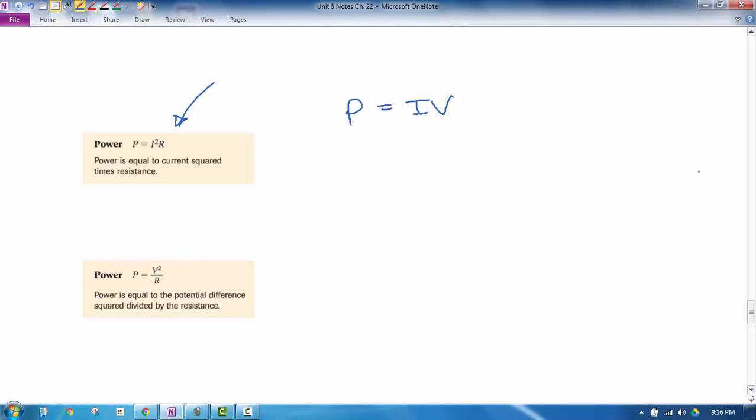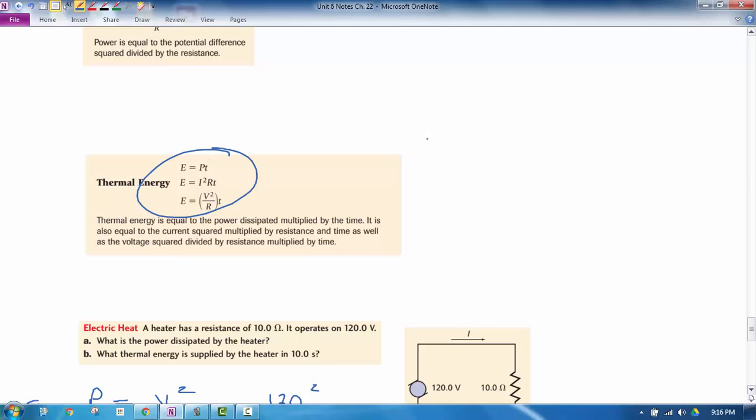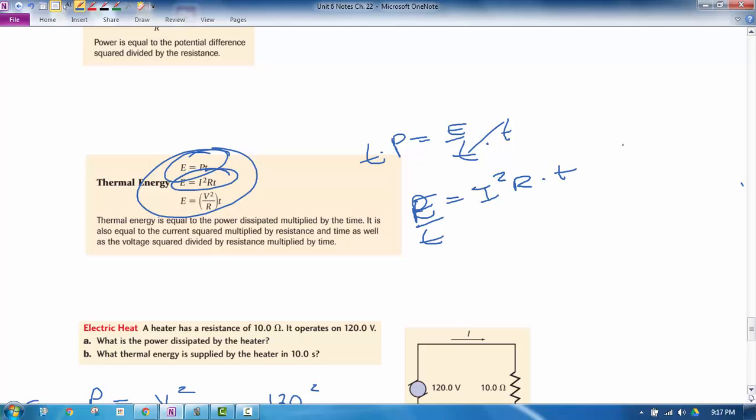Some other formulas that are on your formula sheet are for thermal energy. So same as the formulas we have for power, only now we can just rearrange it, right? Because power equals energy over time, for example. So just multiply both sides by time, and you get this equation, which we already had. Same thing before, we had power equals I squared R. Now, power is energy over time. So replace power with energy over time, multiply both sides by T, and you get this formula. So that's where these formulas come from, but they are our thermal energy, which is the power dissipated multiplied by the time.